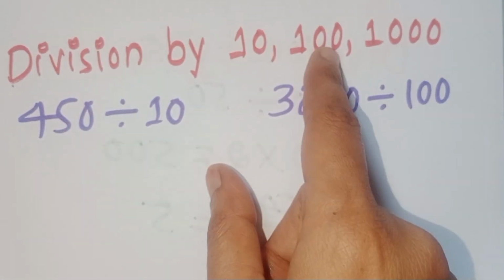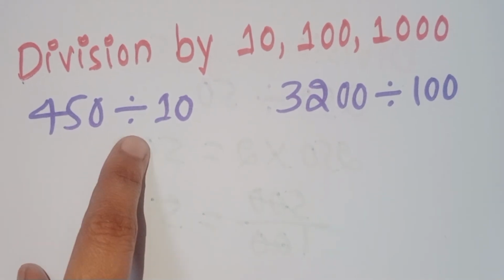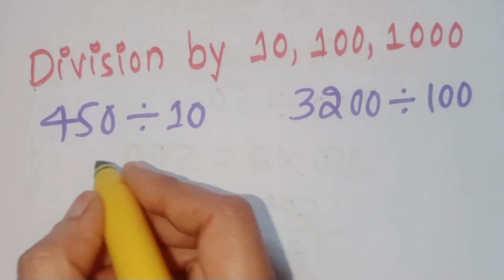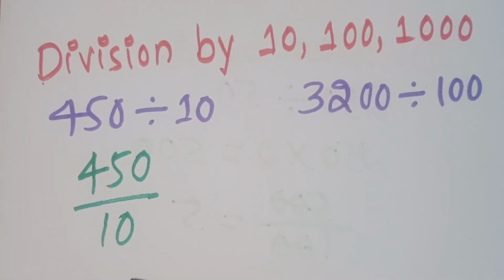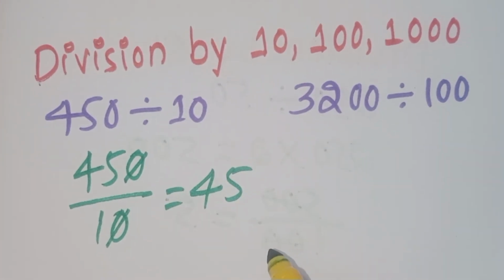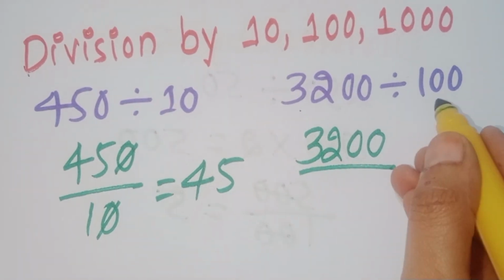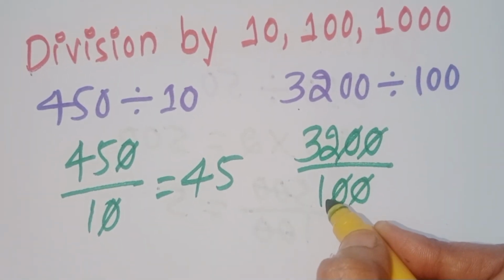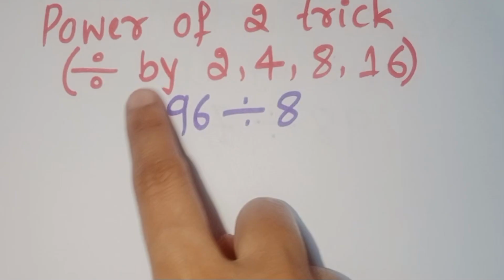Division by 10, 100, 1000. 450 divided by 10. This 0 cancels. So the answer is 45. 3200 divided by 100. These two zeros cancel. Answer is 32.